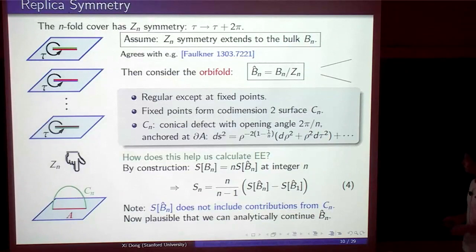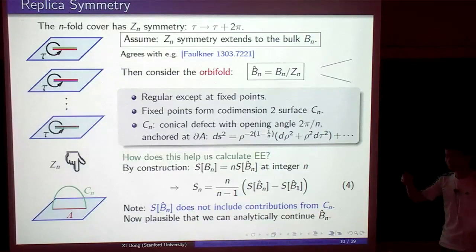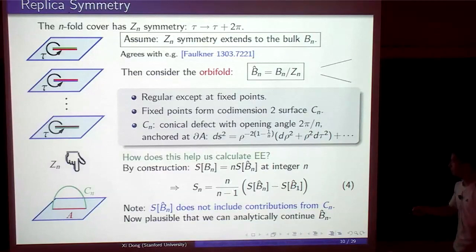The reason is, in the parent space, this is a totally regular place. I should not include anything special from that conical defect. So the prescription is that we have to reproduce the Renyi entropy at integer n, and therefore we should take that to be the right prescription for the on-shell action of the orbifold. It is plausible that we can analytically continue this orbifold. The reason we don't analytically continue the parent space is because usually it changes topology as we change n. For example, I don't know how to talk about fractional handles and fractional topology, but B hat n always has the right topology to be analytically continued. In particular, its boundary is always a single copy of the original space.